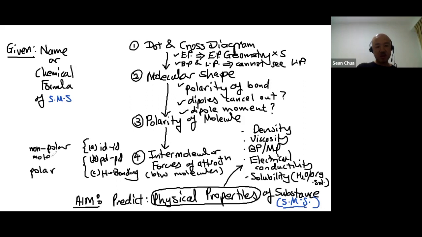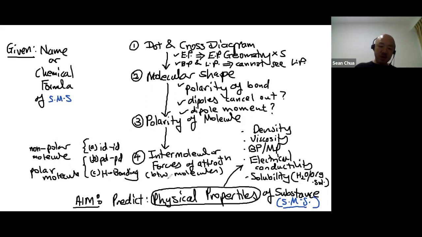Let me write it down. If the molecule is polar, then it could be either PD or H bonding. That's where we have our 3 types of intermolecular force of attraction. And we all know PD and H bonding are stronger than ID.